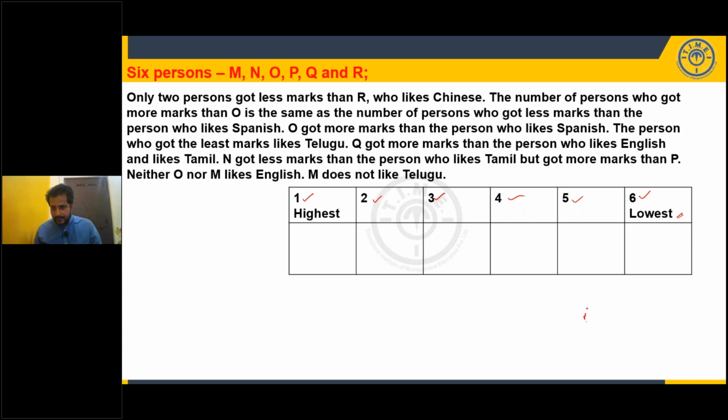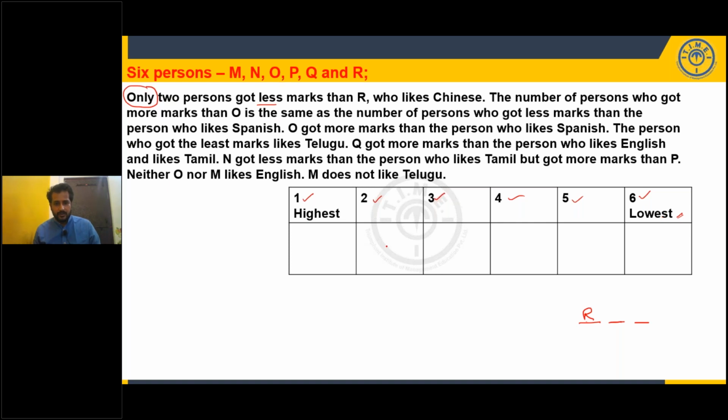So less than R, how many persons scored? Only two persons. It is mentioned very clearly: only two persons scored less marks than R. So it means after R only 2 are required, because my order is highest to lowest.